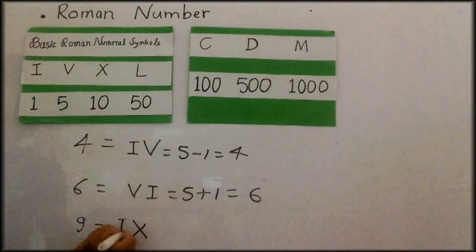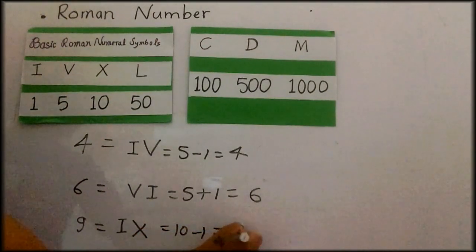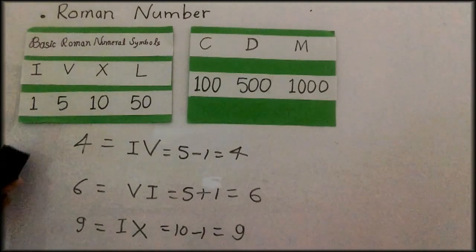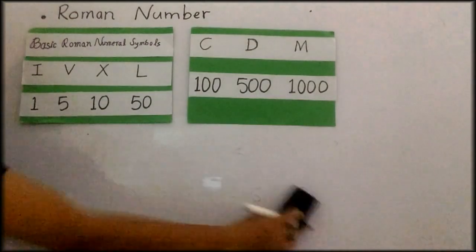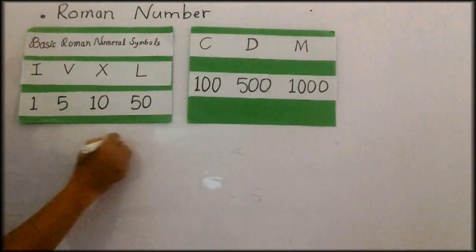Now let's see 9. How can you write 9? We have to write X, 10, first. 10 minus 1 is 9. So that's why we need to write I before this X, which is 10 minus 1, 9. In this way, we can write 1-digit numbers or 2-digit numbers in Roman numerals.